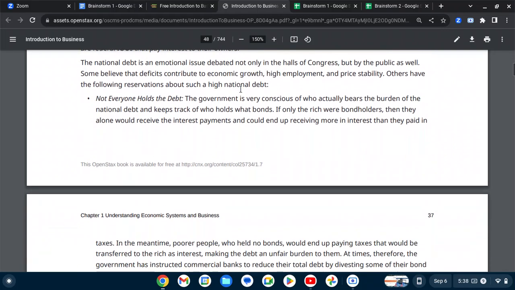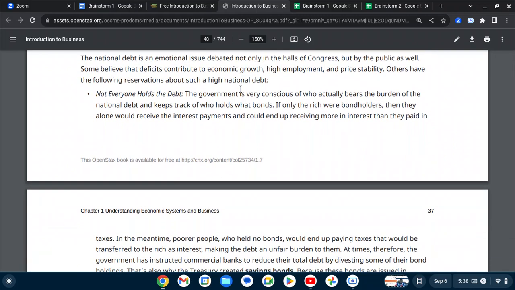The national debt is an emotional issue debated not only in the halls of Congress, but by the public as well. Some believe that deficits contribute to economic growth, high employment, and price stability. Others have the following reservations about such a high national debt. Not everyone holds the debt.